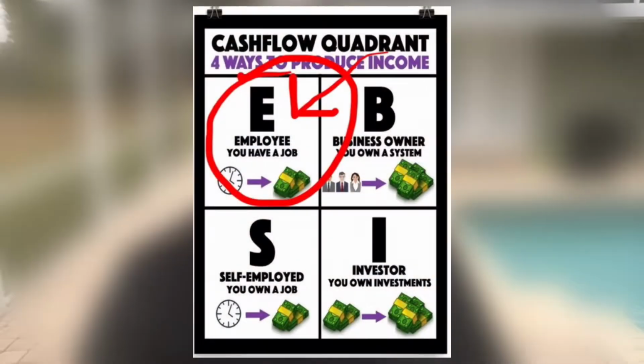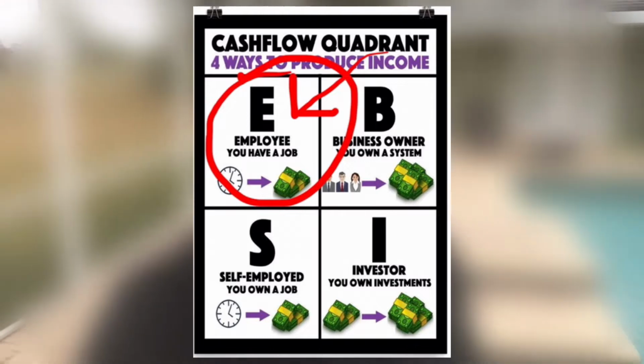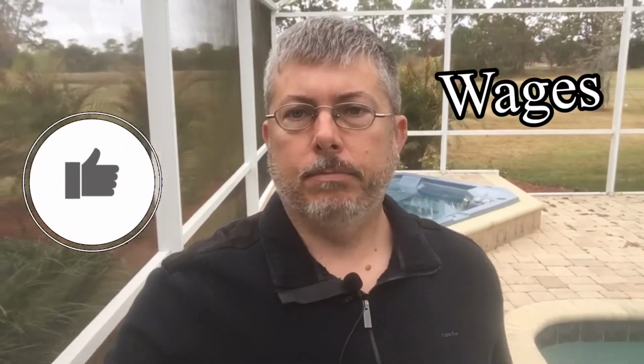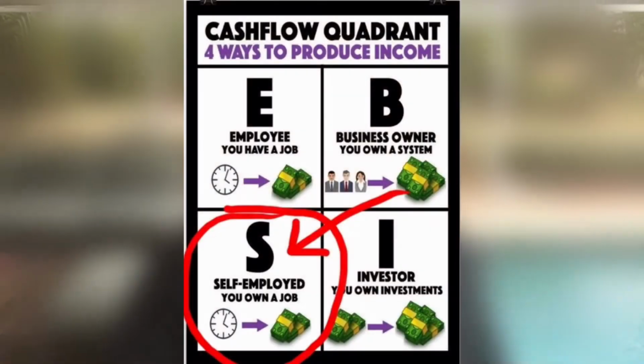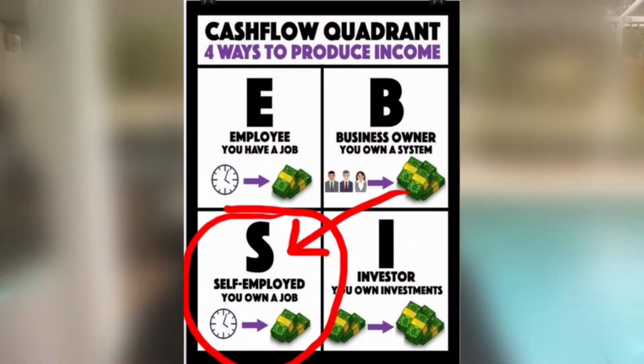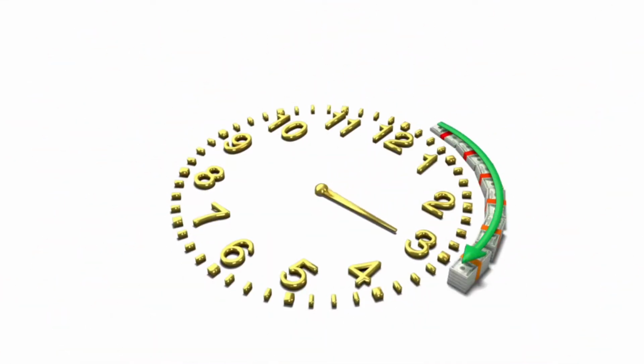One of them is employee, and that's where you just work and get a paycheck. You get paid by the hour, maybe you get a salary, that's employee. The second quadrant is being self-employed, and the problem with being self-employed is that you basically created your own job. You still are trading time for dollars.